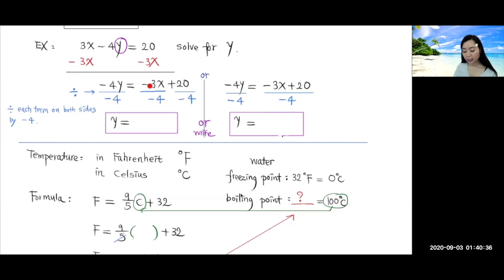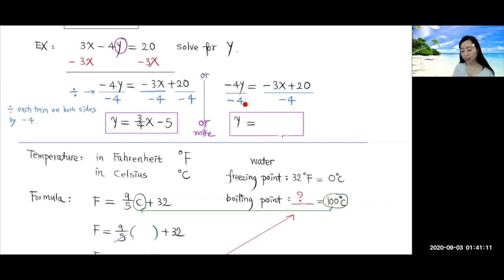Over here, negative 3 divided by negative 4 is positive 3 over 4. So it's positive 3 over 4 times x. You can leave the x on top, or you can put it on the side. It's the same thing. Now, what about this? Positive divided by negative is negative. So this is negative 5. So negative 5 here.